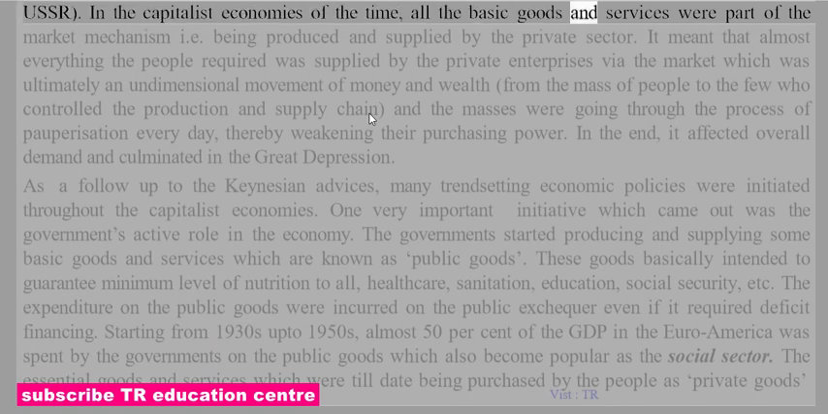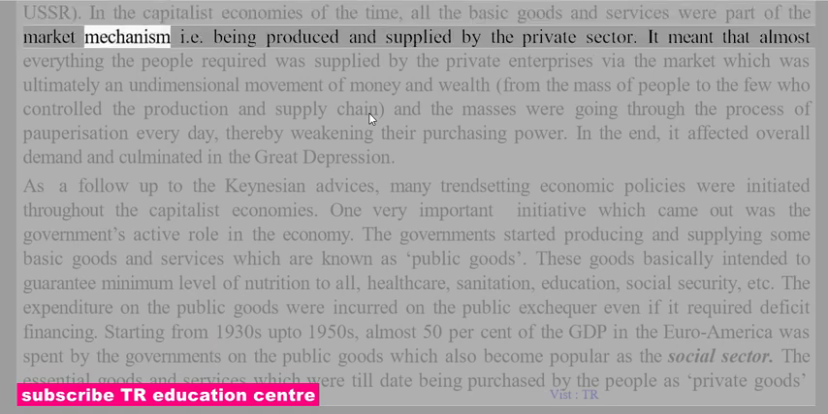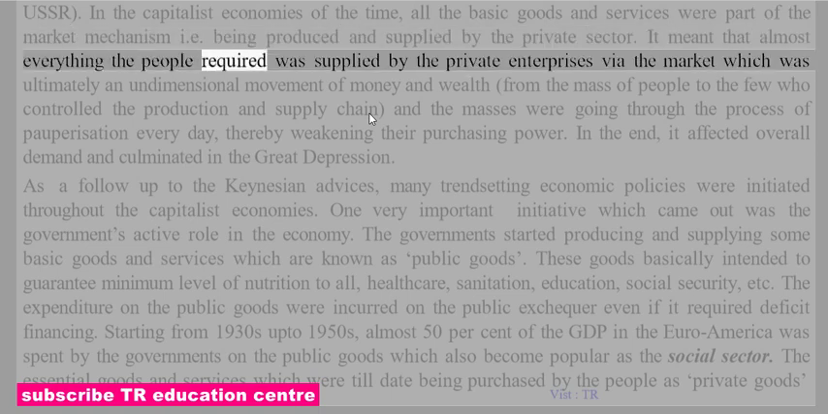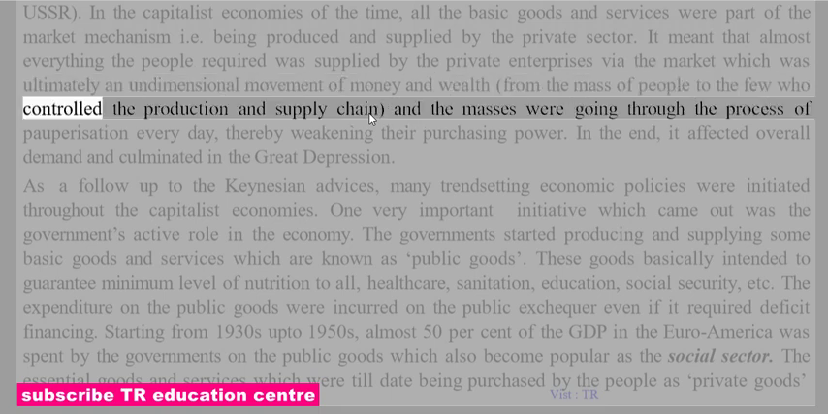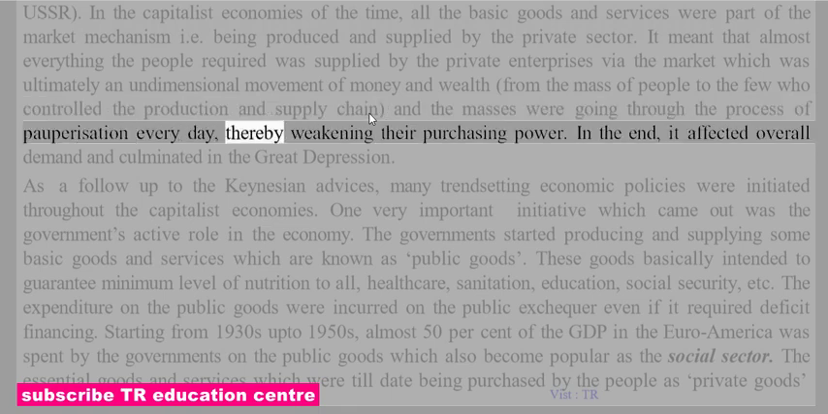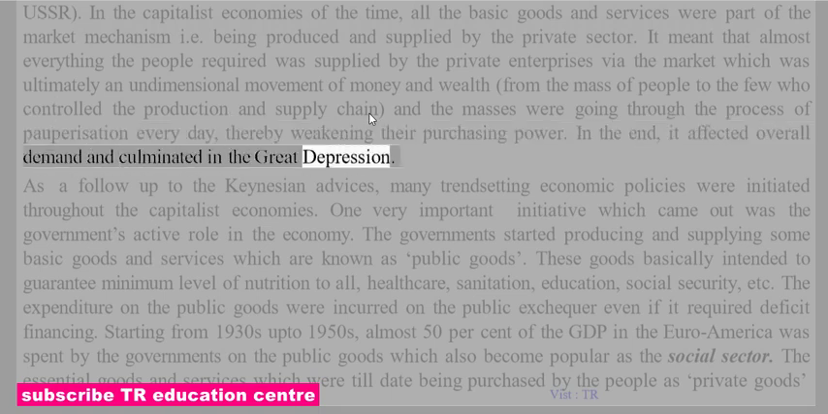In the capitalist economies of the time, all the basic goods and services were part of the market mechanism, i.e. being produced and supplied by the private sector. It meant that almost everything the people required was supplied by the private enterprises via the market, which was ultimately a unidirectional movement of money and wealth, from the mass of people to the few who controlled the production and supply chain, and the masses were going through the process of pauperization every day, thereby weakening their purchasing power. In the end, it affected overall demand and culminated in the Great Depression.